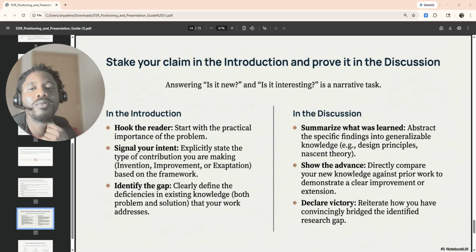In the introduction, hook the reader. Explicitly state your contribution type. Most of us don't do this. What is your contribution type?